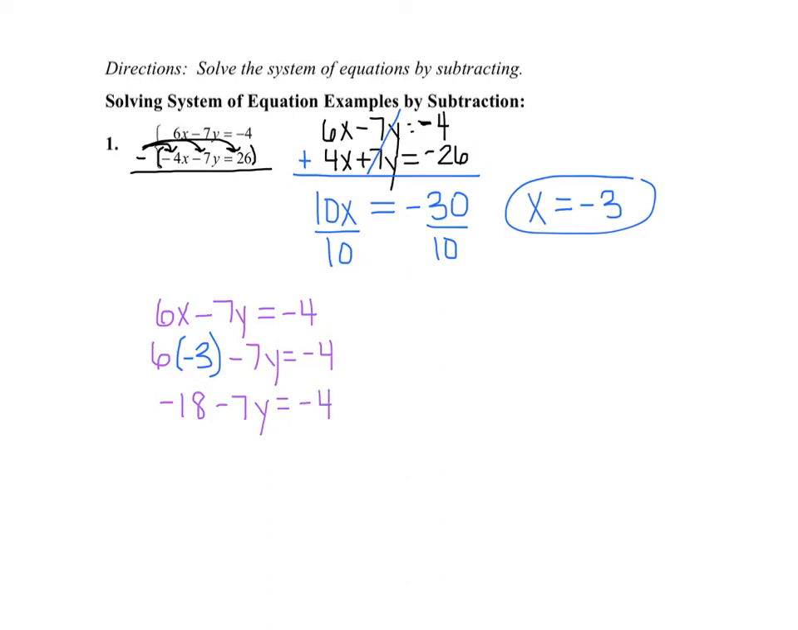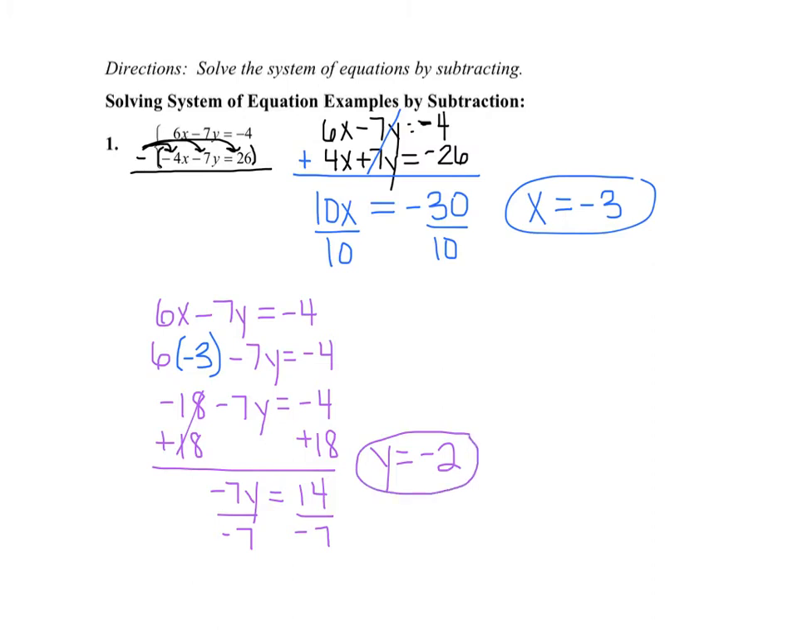Now we have a two-step equation. To undo the negative 18, we're going to add 18 to both sides. The 18s cancel. Bring down your 7y equals negative 4 plus 18, which gives us a positive 14. Divide both sides by negative 7, and your y value is equal to negative 2. So remember, your answer is going to be in an xy coordinate.